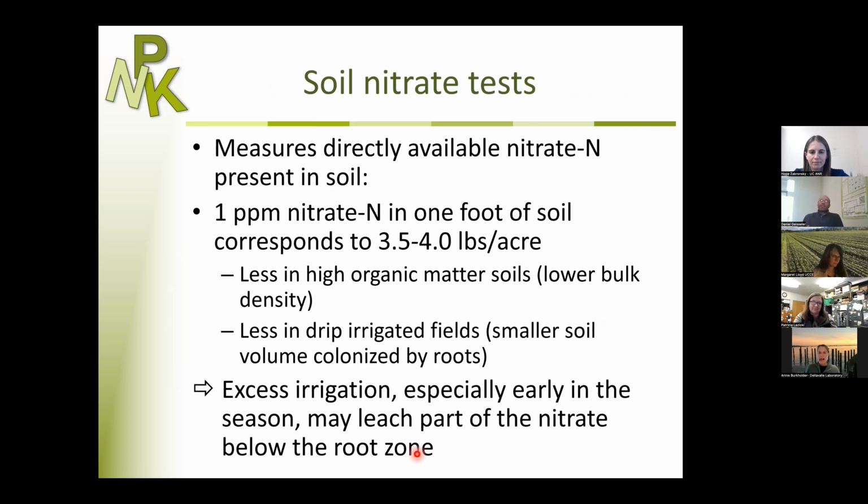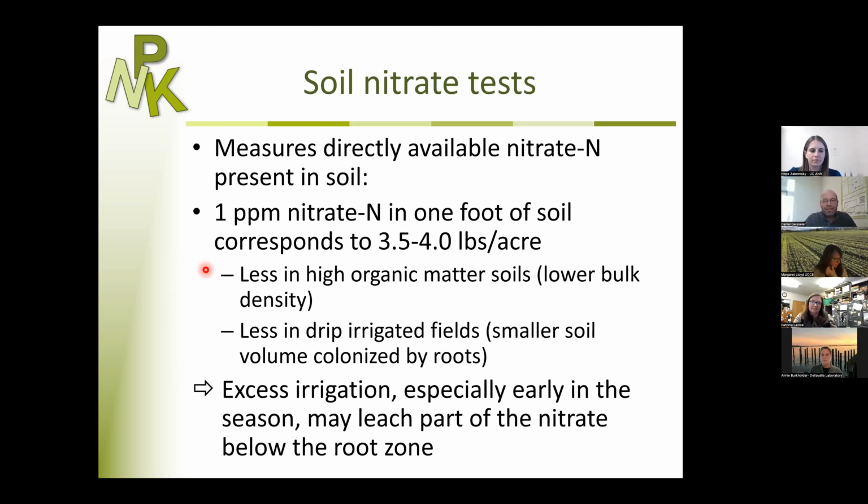So for nitrogen, if you want to know what's the nitrogen availability, you normally measure nitrate in the soil, because nitrate nitrogen is the form that's directly available. And here it's actually possible, unlike phosphorus and potassium, to convert your lab result into pounds per acre. And as Annie has mentioned, 1 ppm corresponds roughly to 3.5 to 4 pounds per acre. It's not an exact number because it depends on the bulk density.